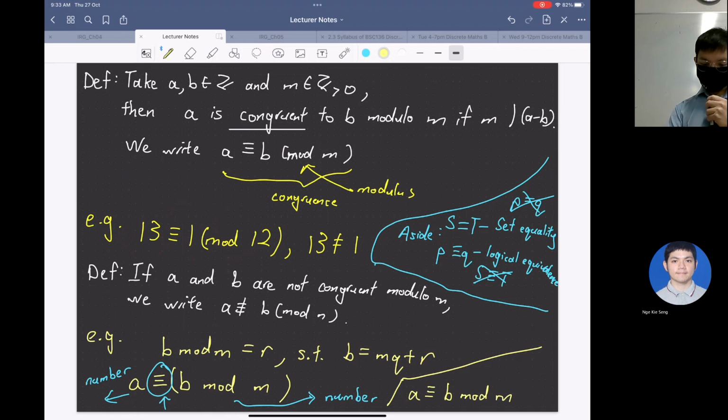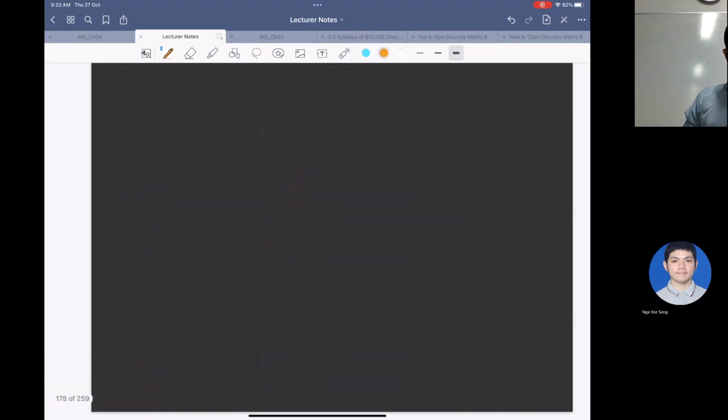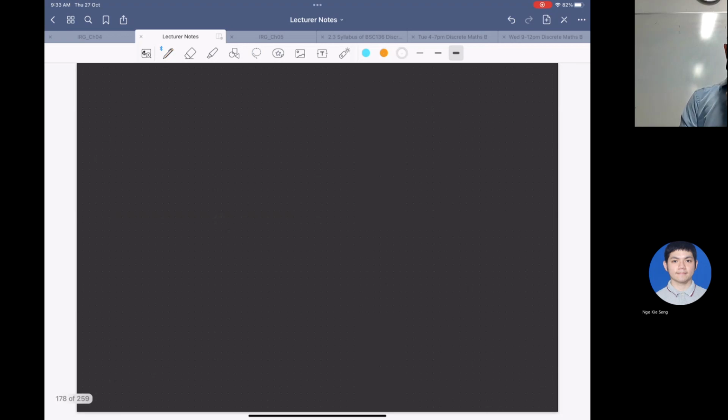they meant this, for the congruence to make sense. So maybe sometimes I'll leave out the bracket. Okay, so next, theorem. Let's take A and B again.